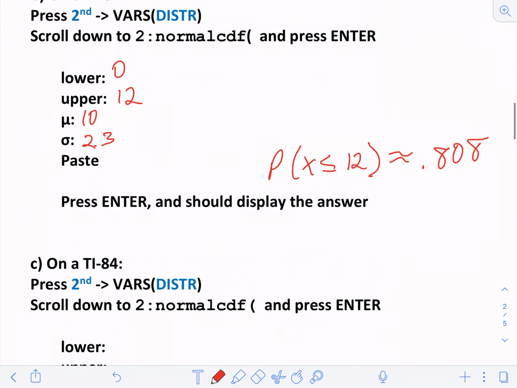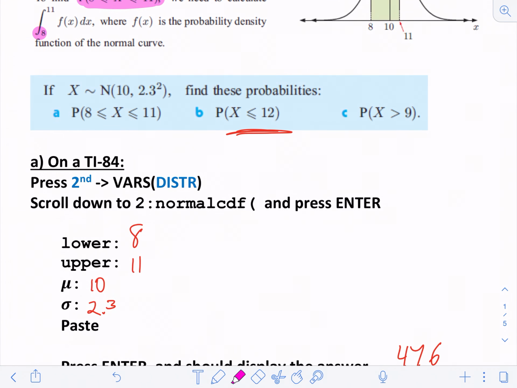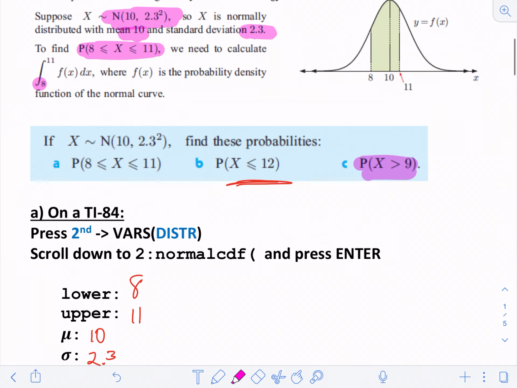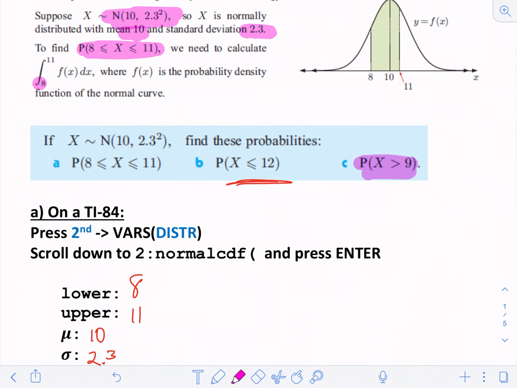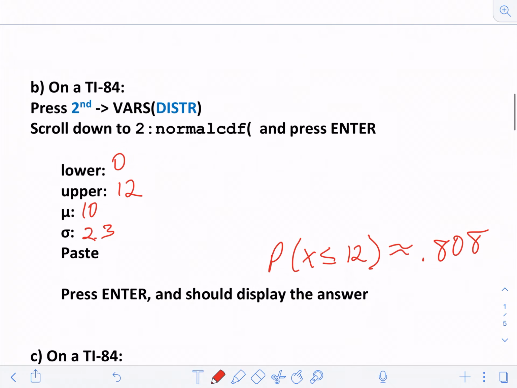And then finally, the last one, part C, says, what's the probability that x is greater than 9? So what are we looking at here? Greater than 9 is going to be, if this was 9, whoops, let's go ahead and back up. If this was 9 right here, right, so it's all of this probability. Again, looks like a large amount. It includes the mean, so it's probably more than half. But remember, we can't do greater than on the TI-84 calculator, right? So what do we have to do? We have to do our answer and then subtract it from 1. So kind of keep that in mind.